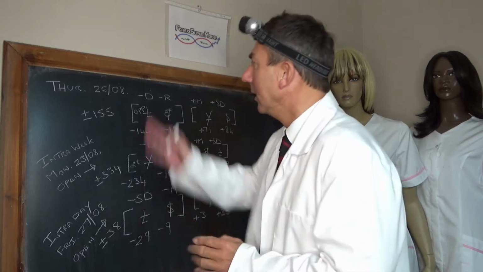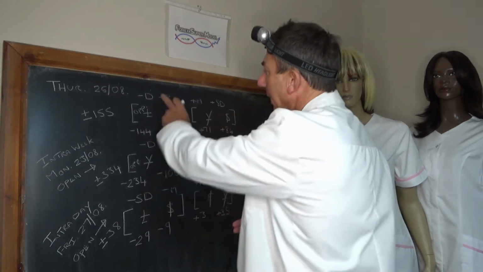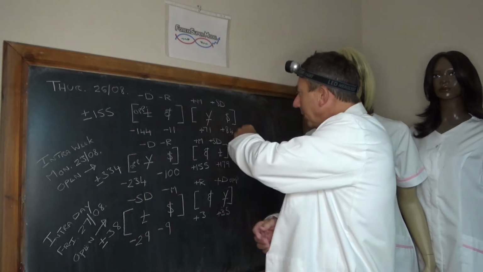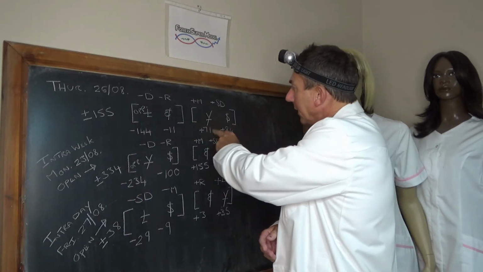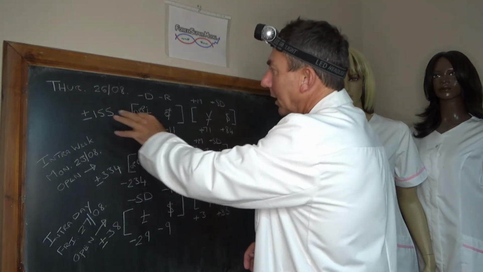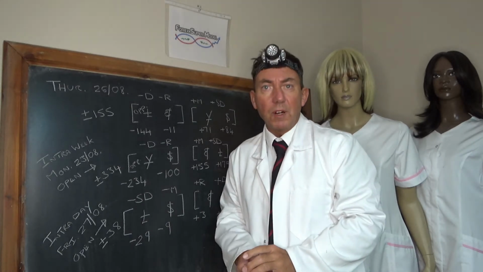Right, yesterday then, Thursday the 26th, we had a negative opposed driver in the pound at minus 144. Front and back door flows mainly going into the dollar at plus 84, into the yen at plus 71. And the euro was the negative rock at minus 11, activity plus or minus 155.